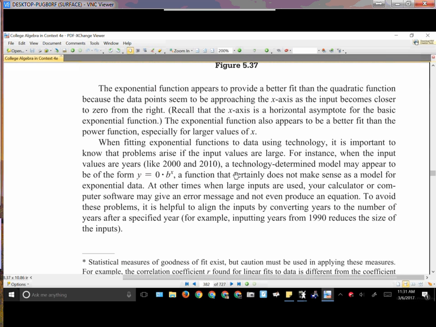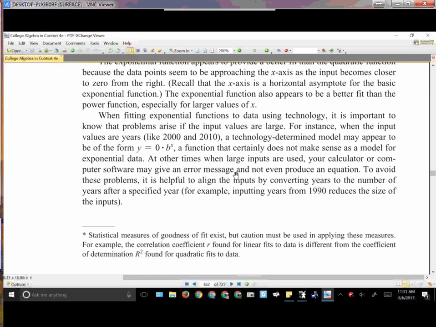So it goes on here and it says, when fitting exponential functions to data using technology, it's important to know that problems arise if the input values are too large. For instance, when the input values are like 2000, 2010, the technology-determined model may appear in the form of a function which certainly does not make sense for a model of data. At other times, when large inputs are used, your calculator or computer software may give you an error message because it can't even produce the equation.